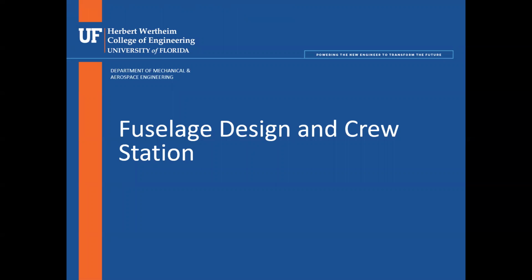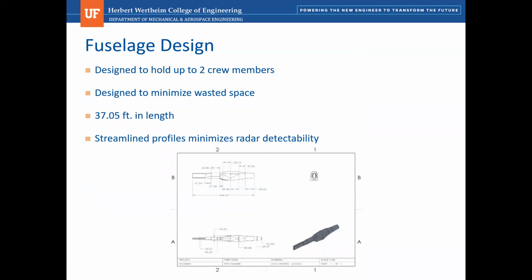So now we're going to be talking a little bit about the fuselage design as well as the crew station. This is the fuselage design. It can be seen here. We were designing our aircraft to be able to hold up to 2 crew members, which was a design requirement. And we also tried to design it to minimize as much wasted space as possible. We designed our fuselage to be 37.5 feet in length. And the streamlined profiles seen below help minimize radar detectability.